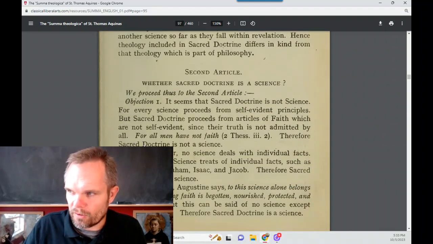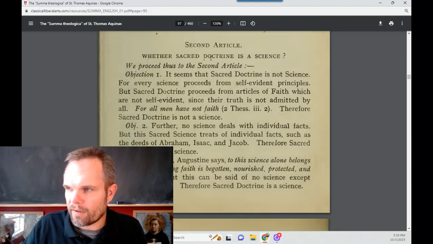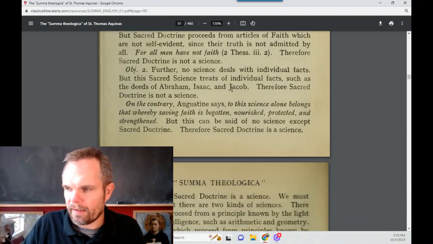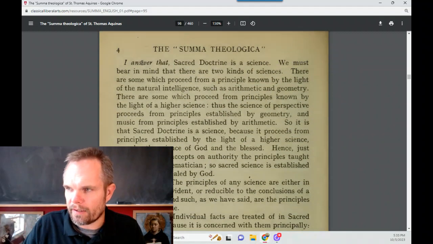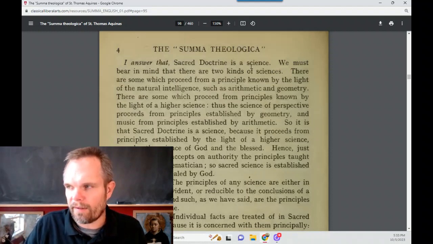Let's look at Article 2, whether sacred doctrine is a science. So here we have the question to be investigated in this article, and we then have St. Thomas's answer down here. I answer that sacred doctrine is a science. You can't get any simpler than that.